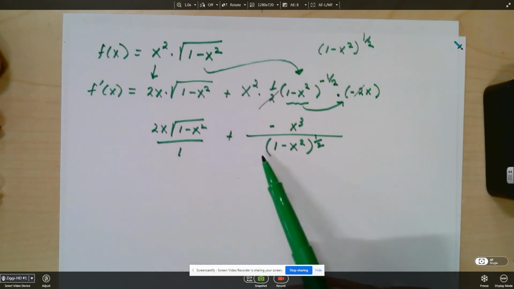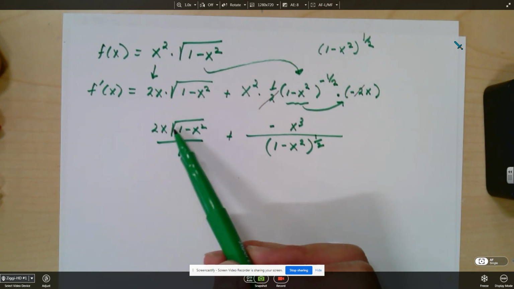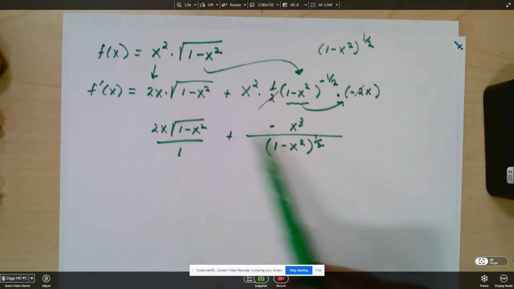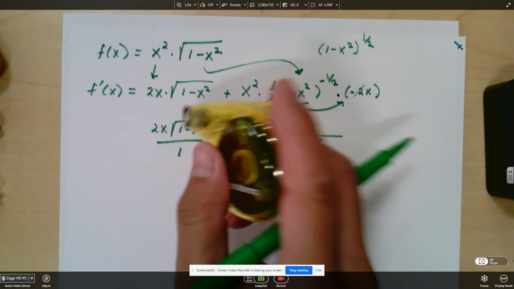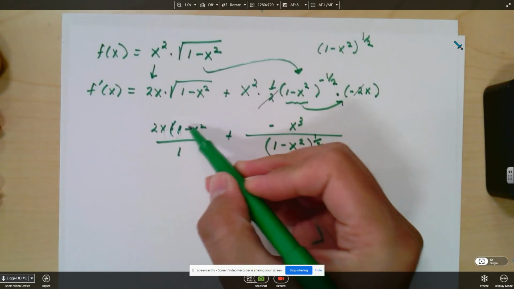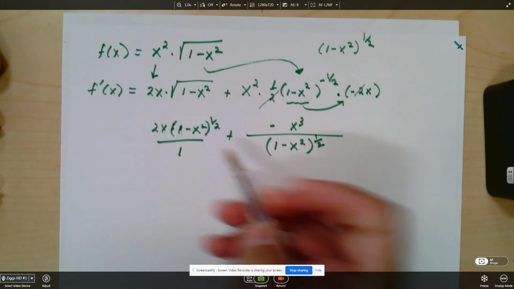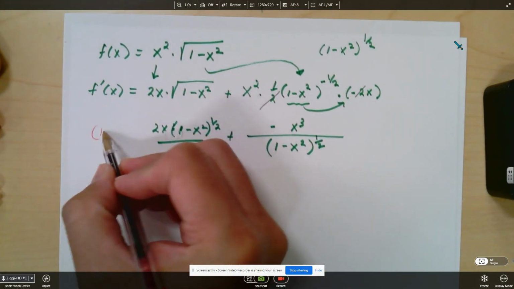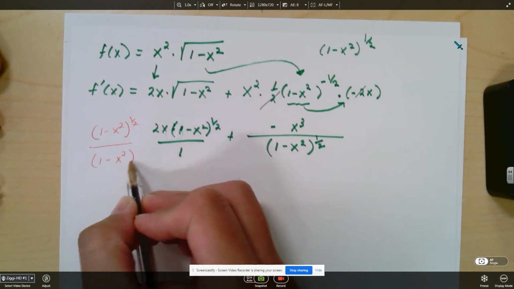Okay, we need to get one big denominator, so we might want to even change this into a fractional power so we can start working with that fractional power. So instead of saying square root, I think I'm going to change that into a fractional power because I have another fractional power there. And all we're doing now is we need a common denominator. So this side, we need to times it by that denominator, top and bottom.